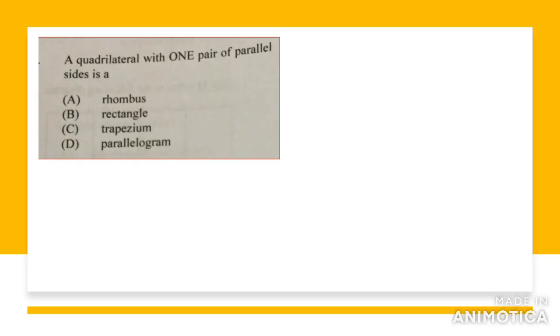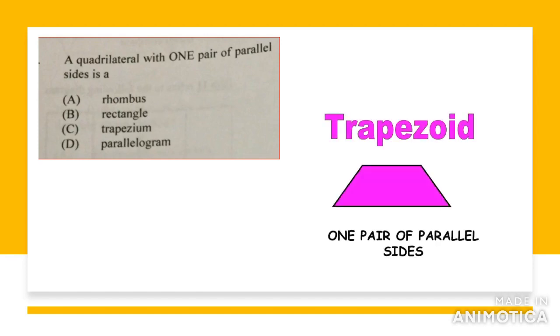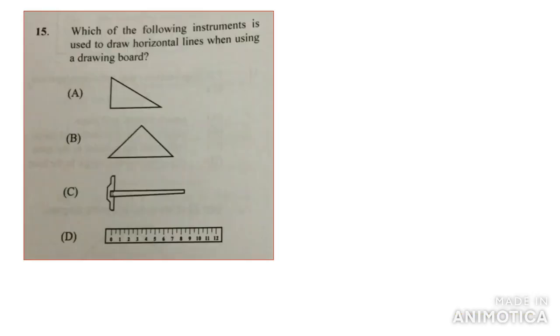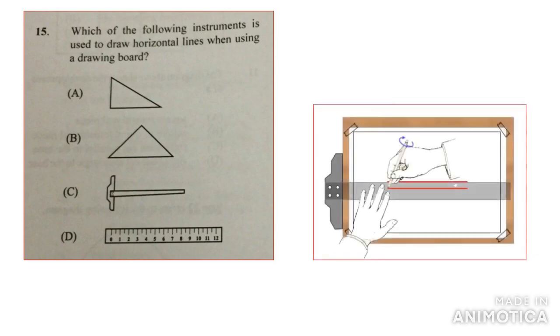Alright, so the first question says a quadrilateral with one pair of parallel sides. It is called a trapezoid or trapezium, okay? So trapezoid or trapezium. Number 2, which of the following instruments is used to draw horizontal lines when using a drawing board? And that would be a T-square, okay? A T-square is used to draw horizontal lines.